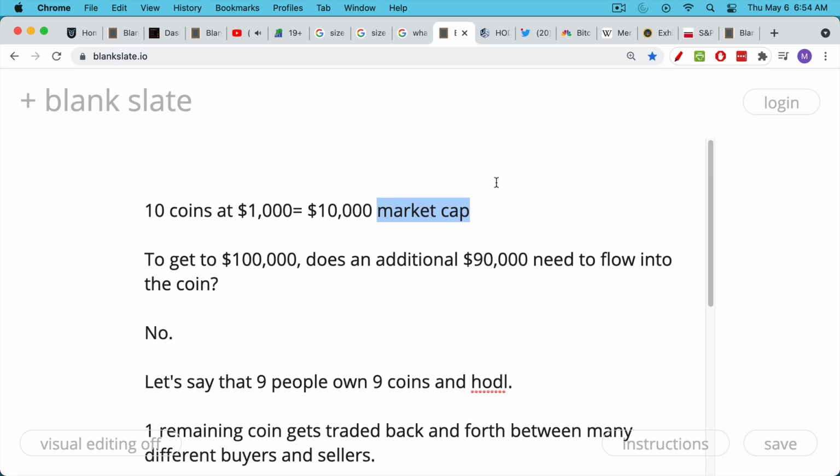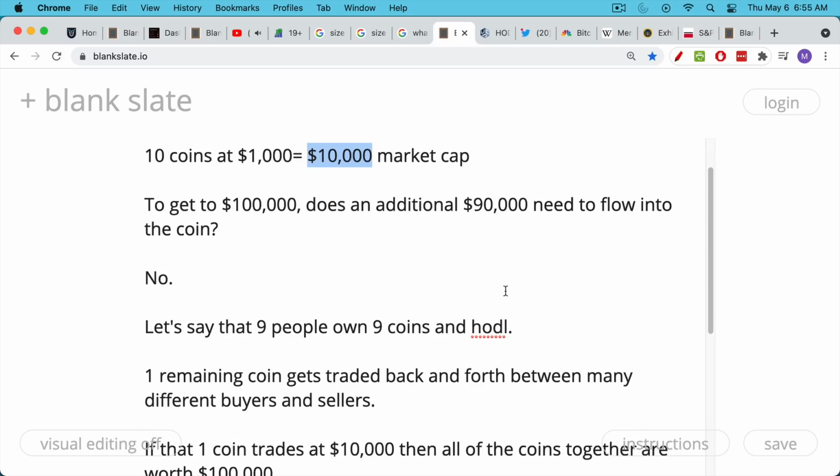So just looking at this in a naive way, you may think that to get to a $100,000 market cap, in other words, a 10x market cap, which is roughly what we're looking for Bitcoin to do from here to get to $500,000, it needs to go up a little bit less than 10x. In this idealized case, does an additional $90,000 need to flow into the coin? This is, of course, a lot of money, especially with reference to the existing market cap. That would mean 9 times the existing market cap has to flow into it. But the answer is actually no, and this is a little bit counterintuitive to how markets work.